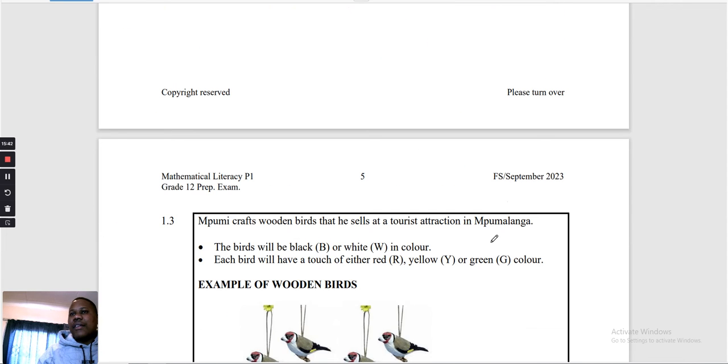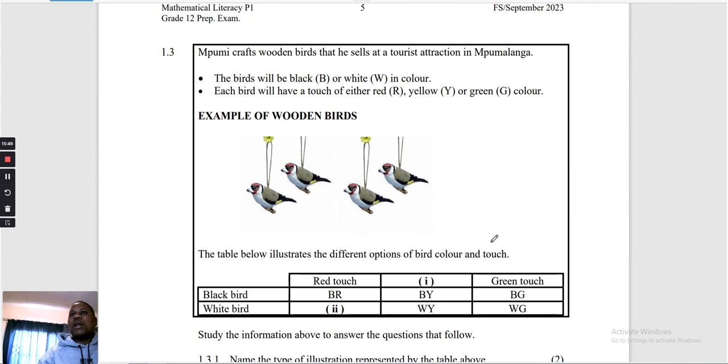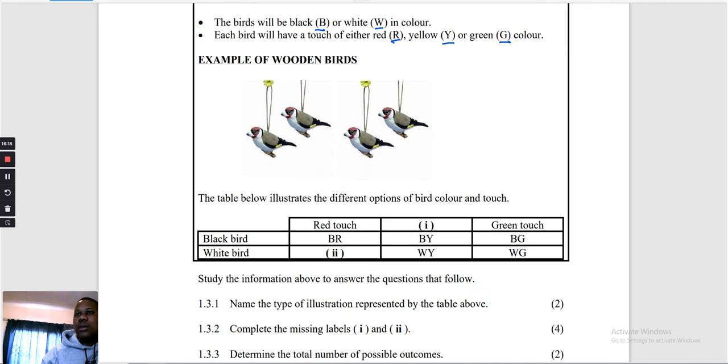Let's go to 1.3. They say Mpumi crafts wooden beds that he sells at a tourist attraction in Mpumalanga. The beds will be black for B or white W in color. Each bed will have a touch of either red, yellow, or green. Okay, so there we can see them. Okay, now let's go to the table below. The table below illustrates the different options of bed colors and touch.